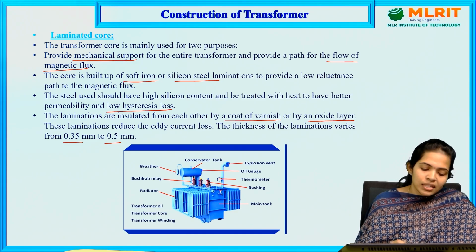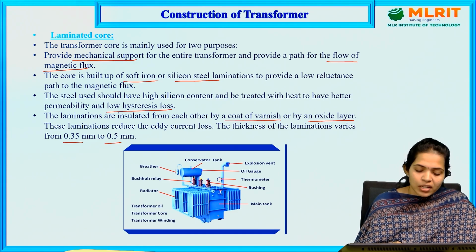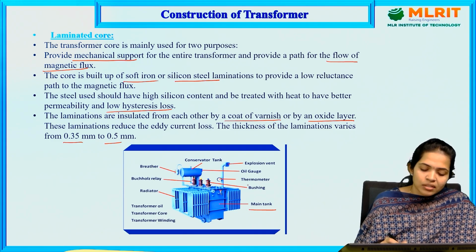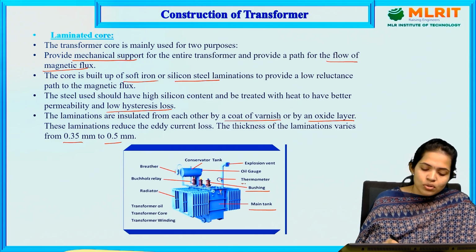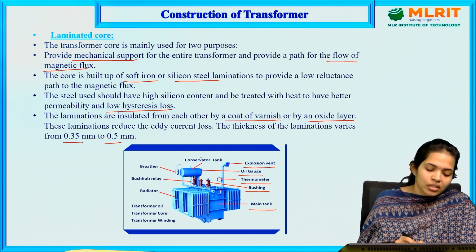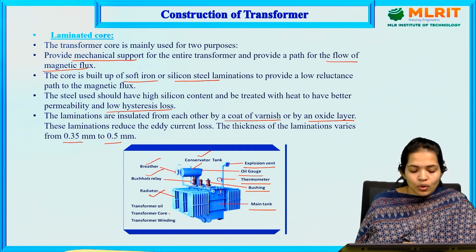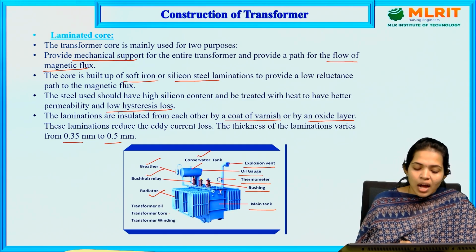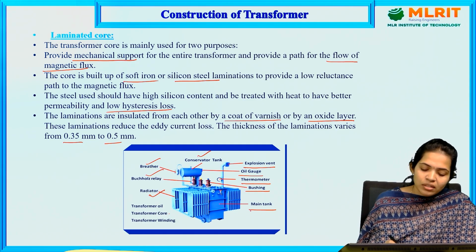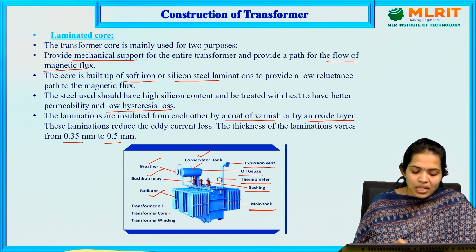So we can see the different parts of the transformer in the figure here. We can see a main tank, bushings. We can also see a thermometer, an oil gauge, an explosion vent, conservator tank, the breather, Buchholz relay, radiators. The transformer oil, transformer core and winding are housed in the main tank. So they are situated inside the main tank.